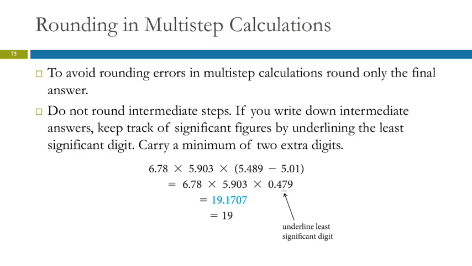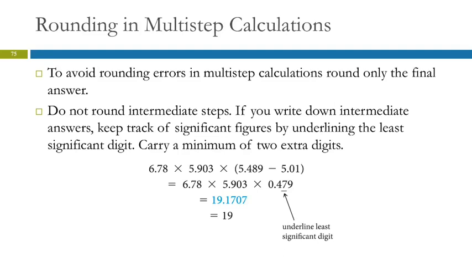It's common for us to have to do multiple steps in a calculation. You may have to add something and then multiply and divide and do all kinds of things. It's important not to round each individual step. You want to wait till you get to the final answer and then round. If you're fairly good with a calculator, you can often do calculations like this without writing down any intermediate values, and that's the best thing.